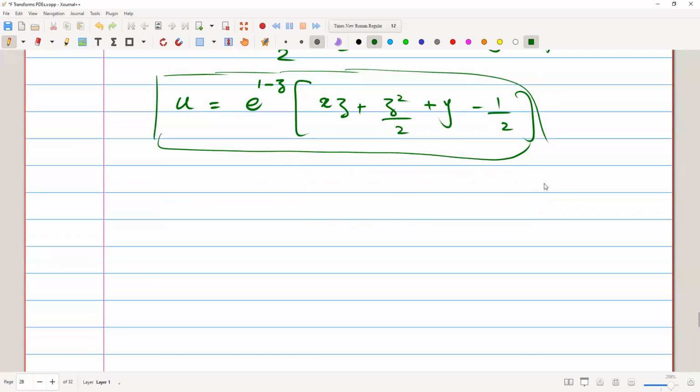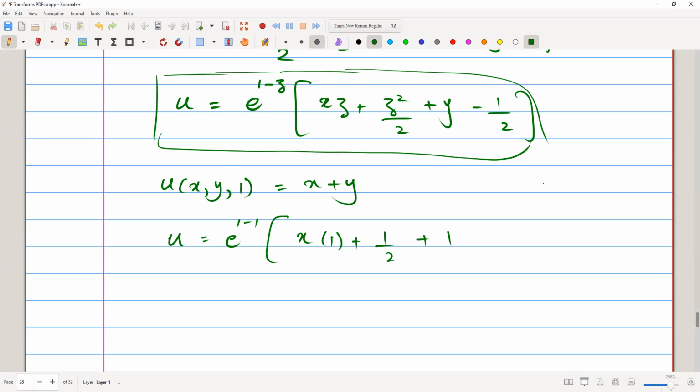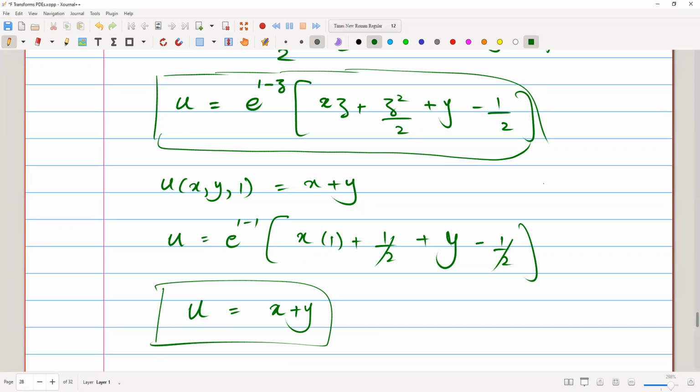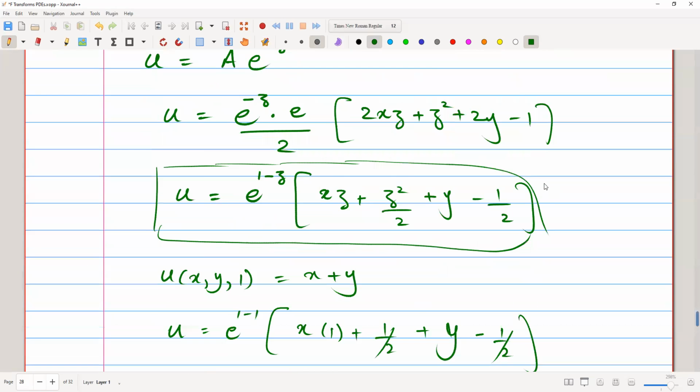So first of all, we will verify the initial condition, that is u of x comma y comma 1 equals x plus y. So let's see if we get x plus y or not by plugging in this initial condition. So u equals e to the power 1 minus 1 times x times 1 plus 1 over 2 plus y minus half. So this and this cancel out. E to the power 1 minus 1 will be e to the power 0, that is 1, and u is equal to x plus y. So the solution satisfies the initial condition, and let's see whether it also satisfies the given equation or not.